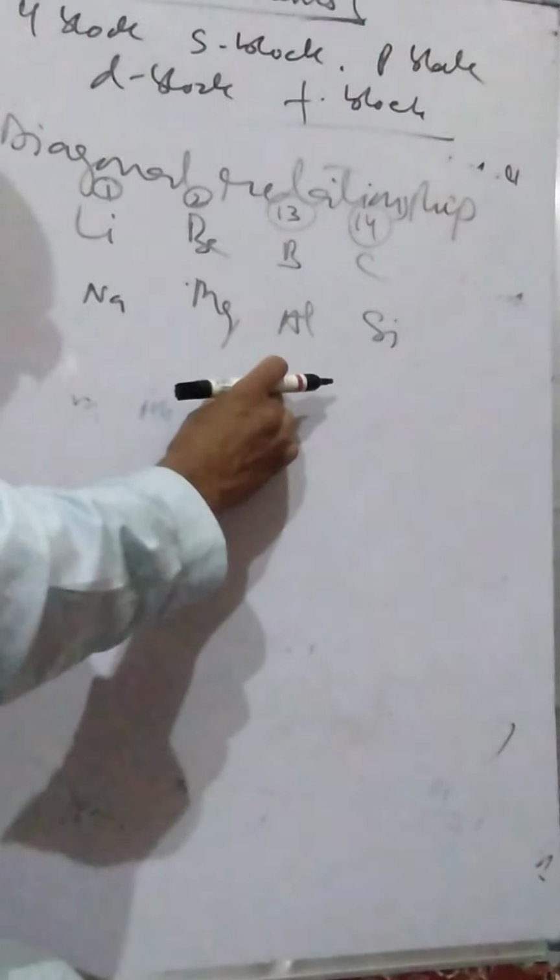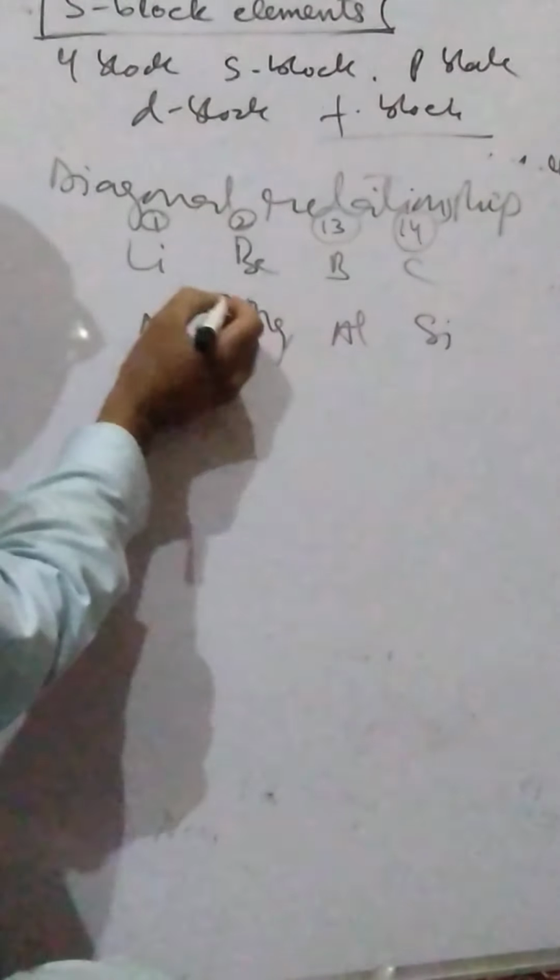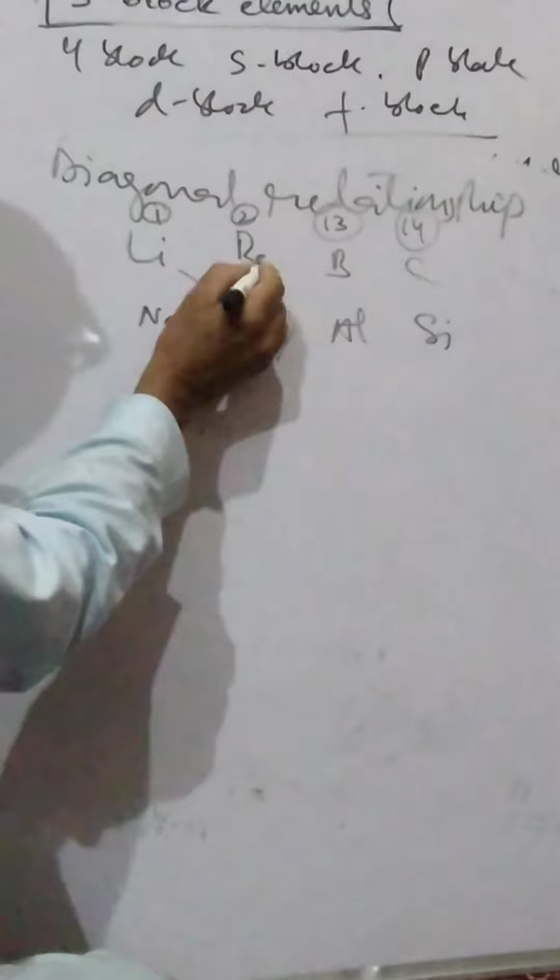Groups third to 12 are not included, because they include d orbitals, and here we don't have d orbitals in period first and period second. So we have 13 after second and then 14. When we observe their properties, we see that magnesium resembles lithium, beryllium resembles aluminum, and boron resembles silicon. So the elements of the second period resemble those in the diagonal position in the first, and this is called a diagonal relationship.